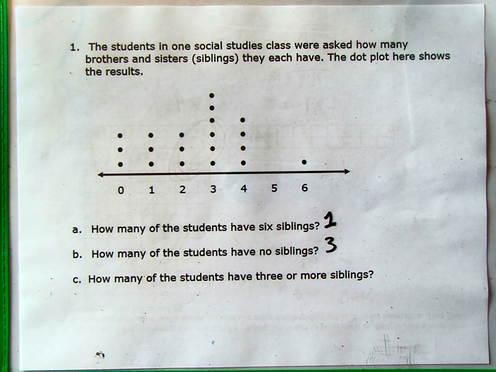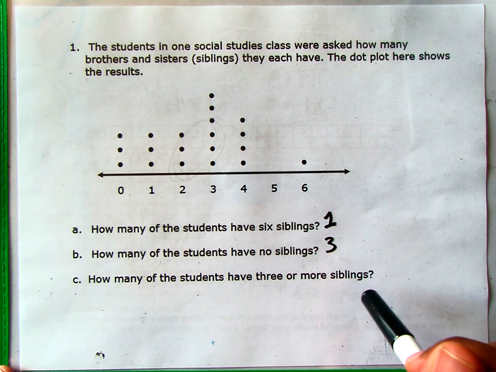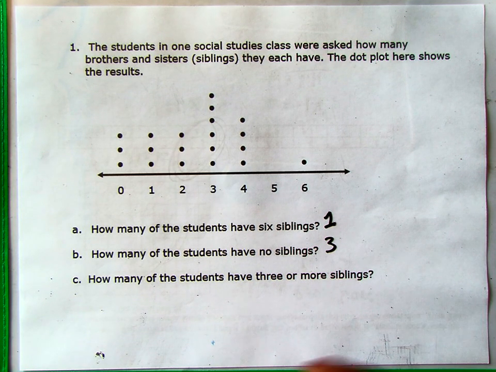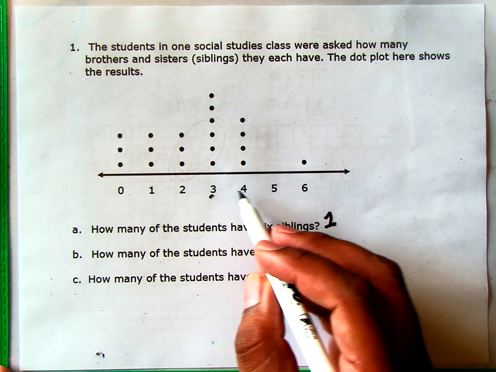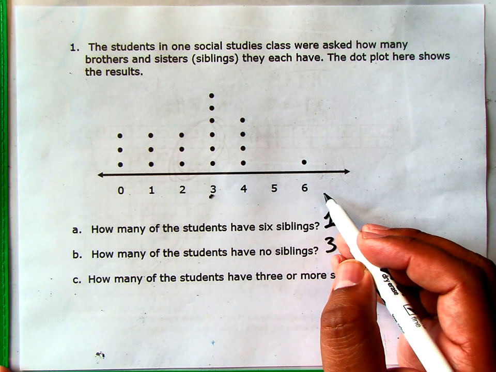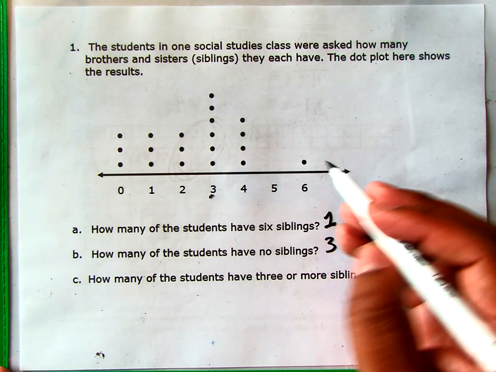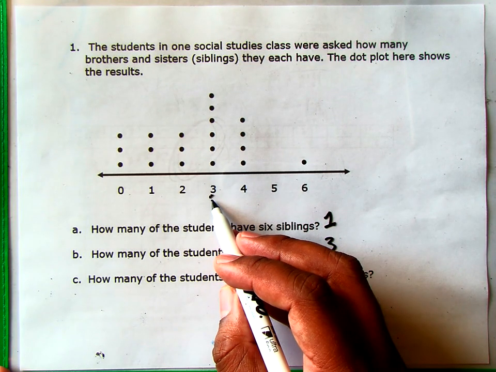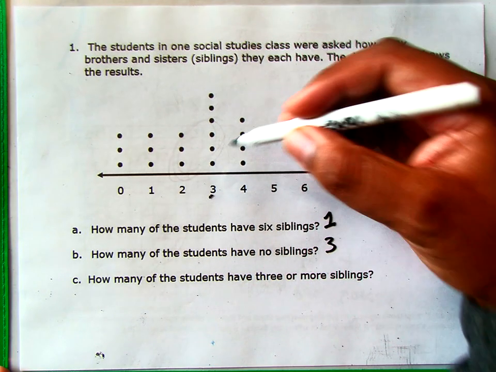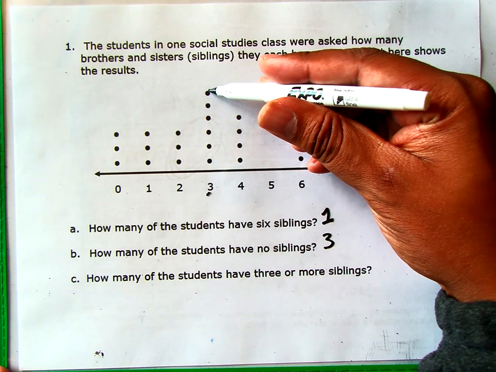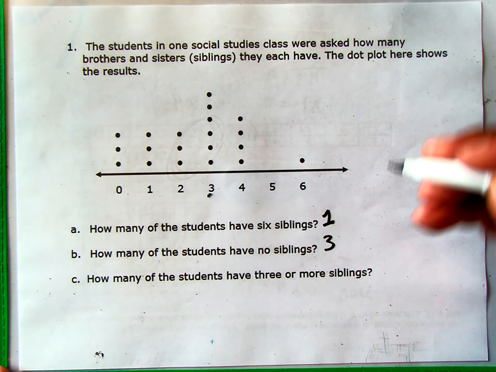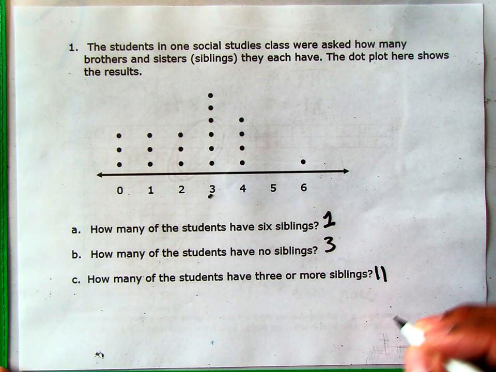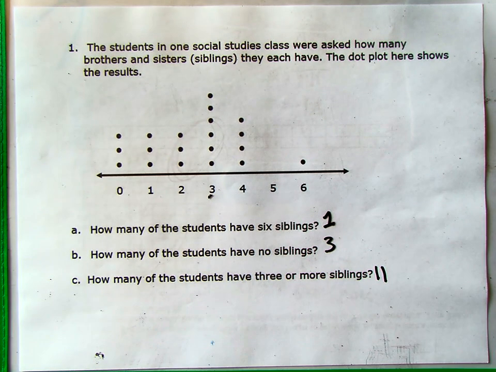Alright, this last one is how many of the students have 3 or more siblings? Okay, so this is 3, and this was 4, 5, and 6. So we will count all the dots beginning with 3 or more. So we got 1, 2, 3, 4, 5, 6, 7, 8, 9, 10, and 11. So you've got 11 students that have 3 or more.